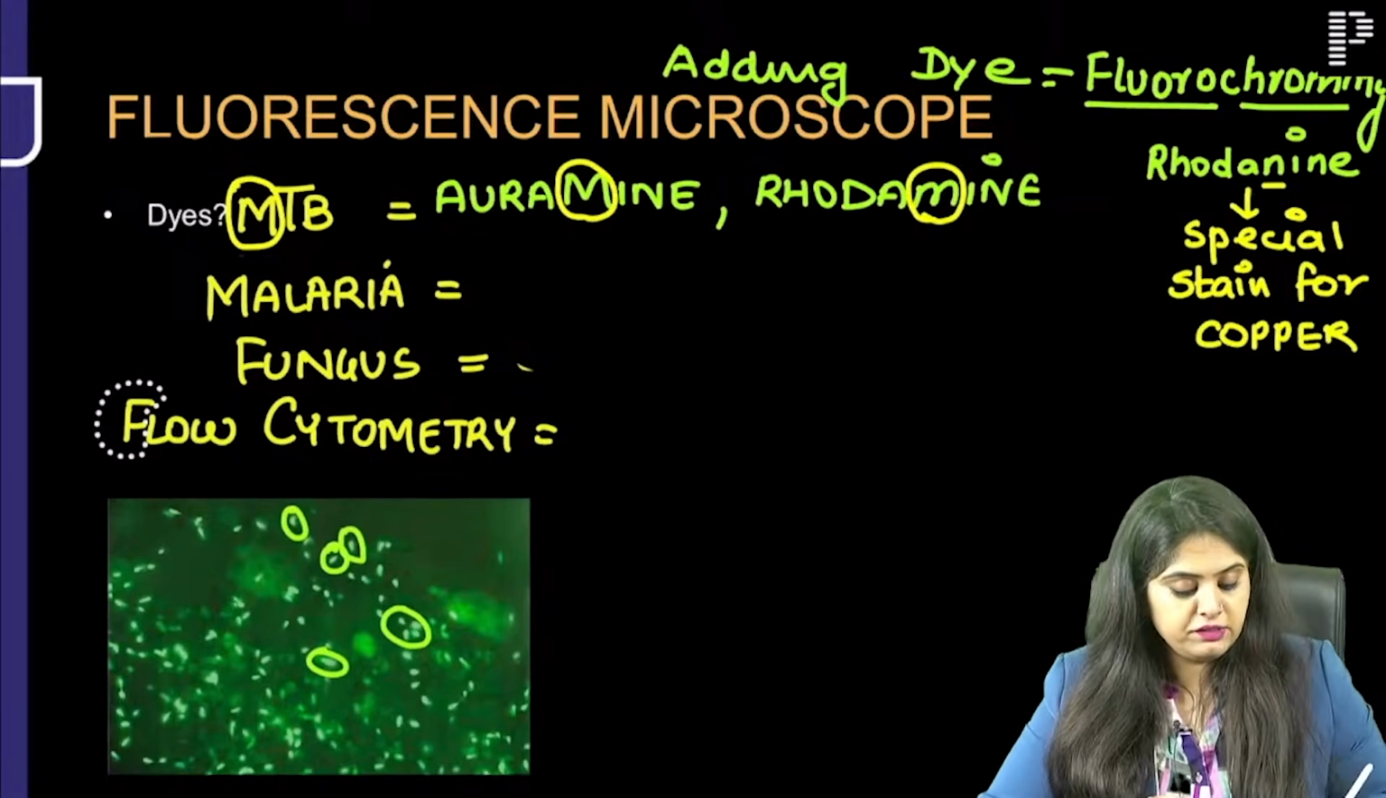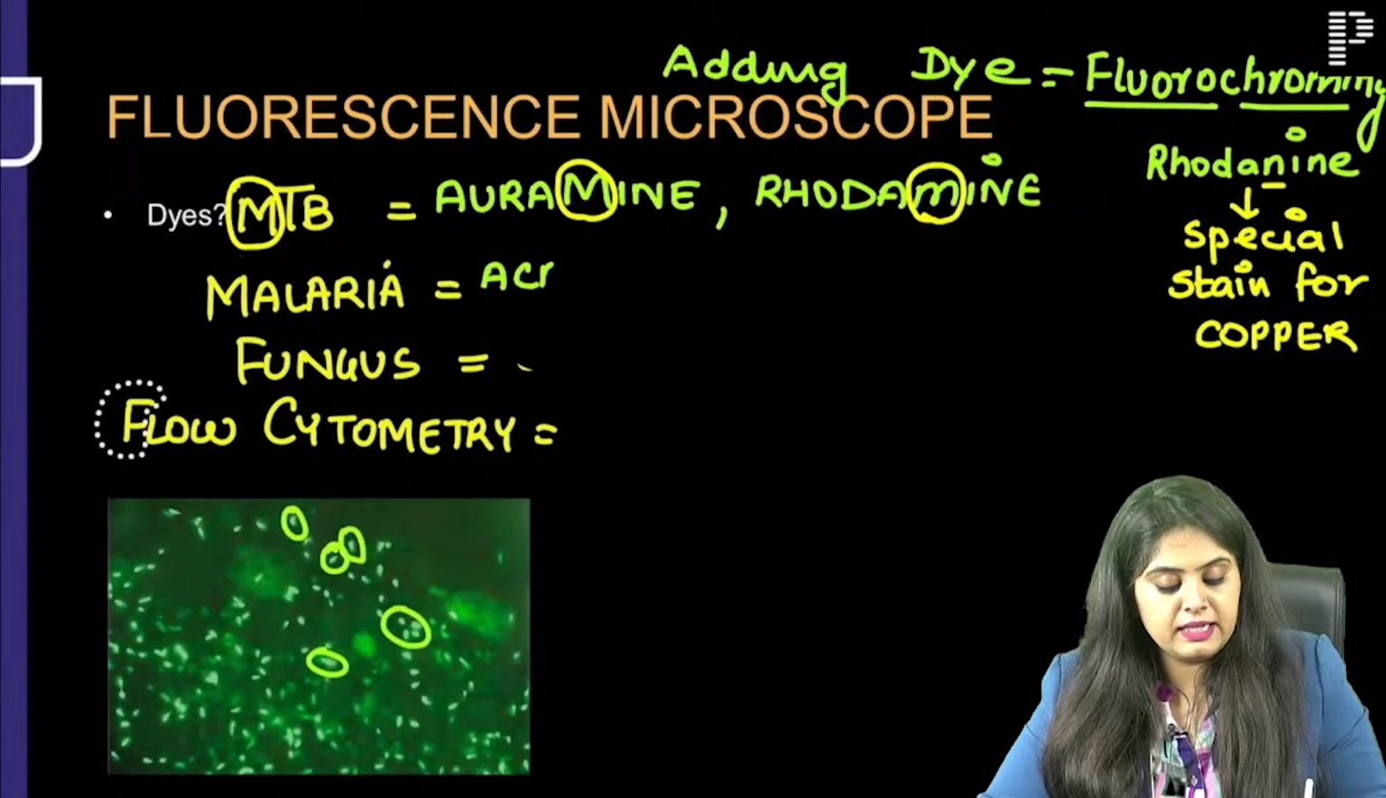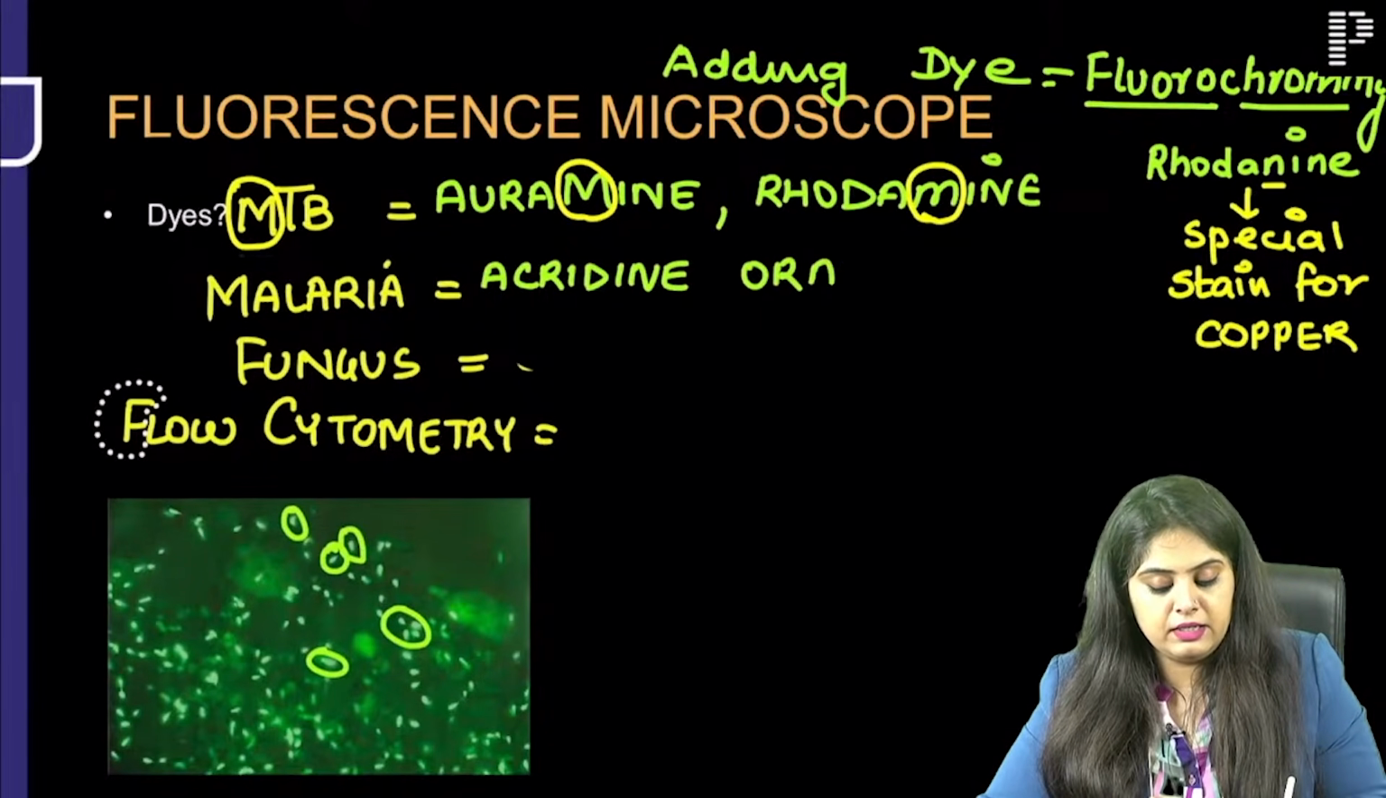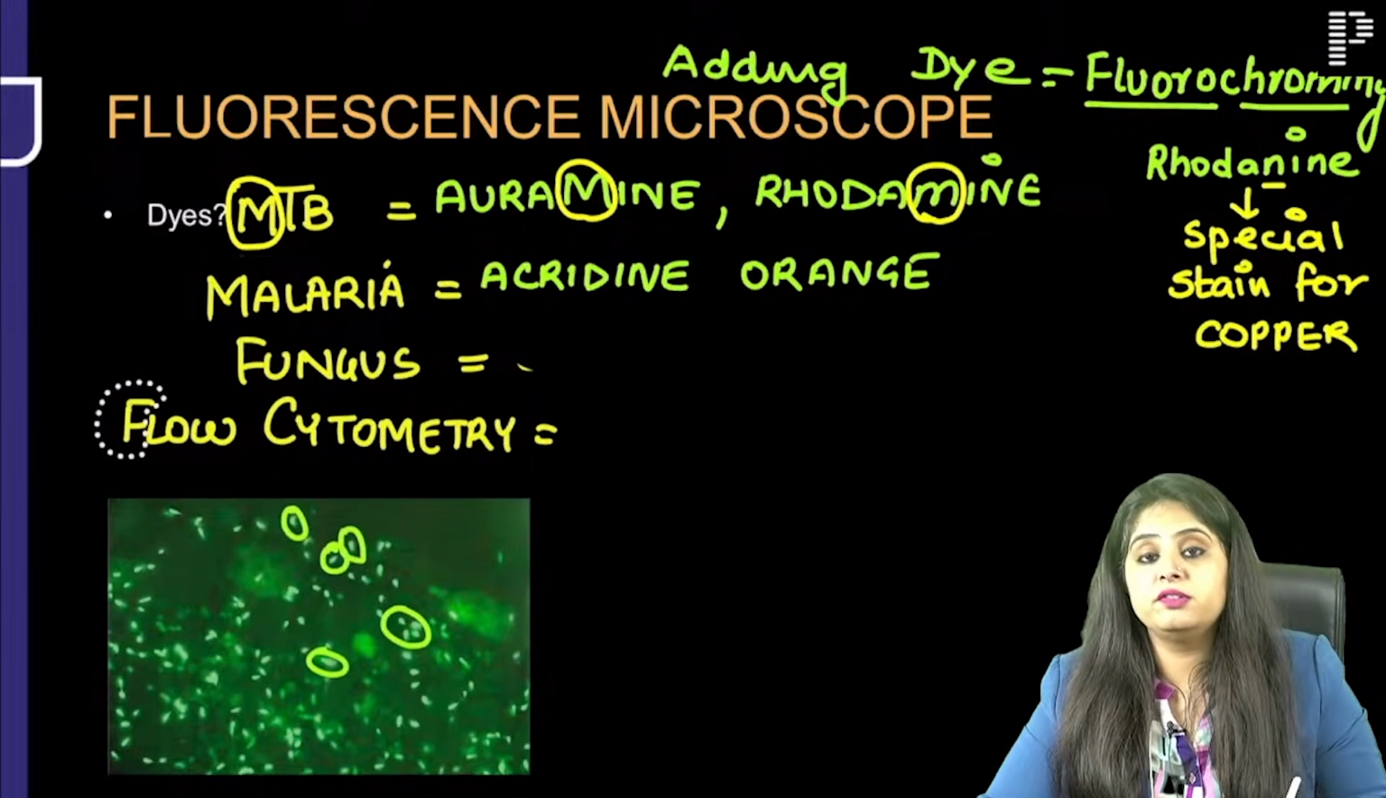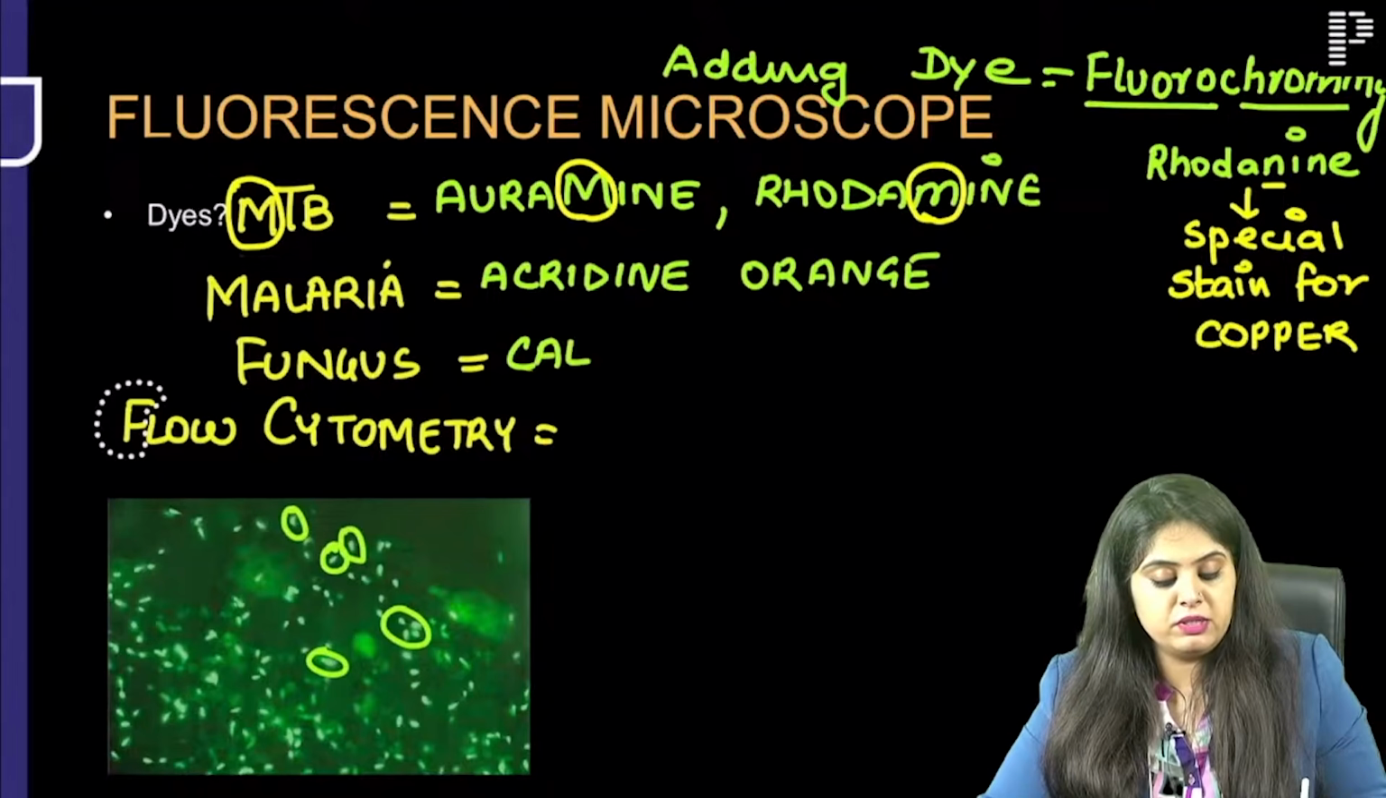Okay, what is the fluorescent stain that we use for malaria? That is going to be acridine orange. What is the fluorescent stain for fungus? It is going to be calcofluor white.